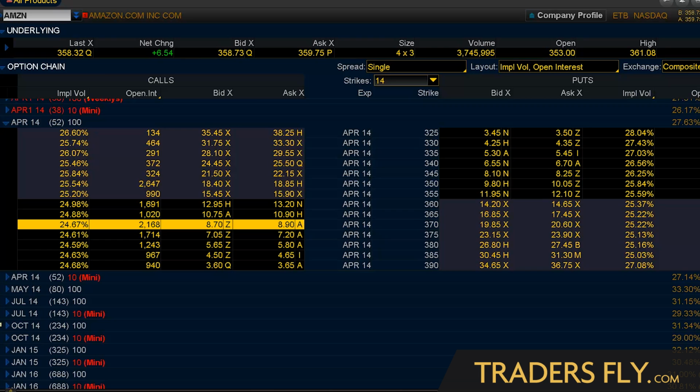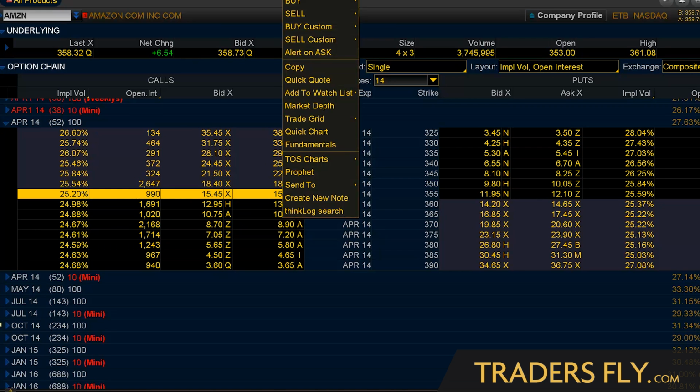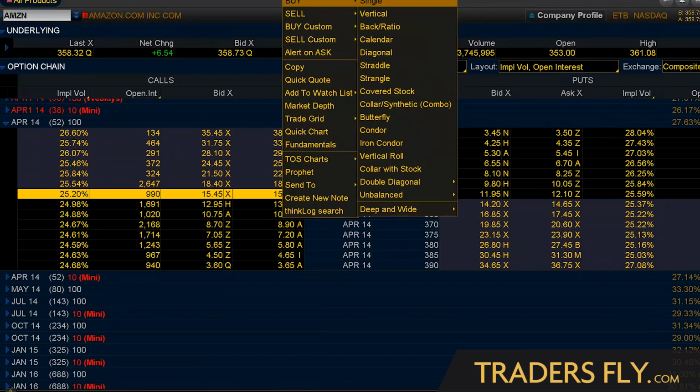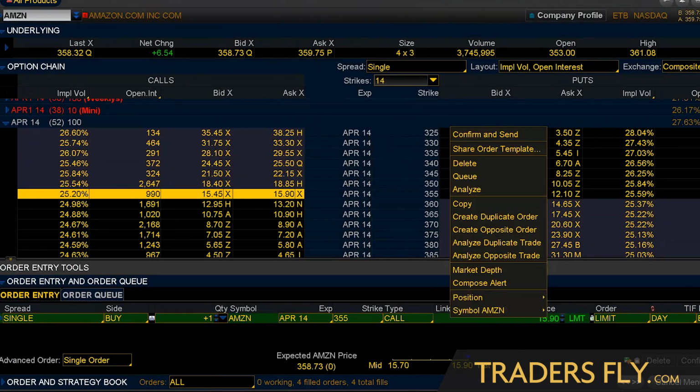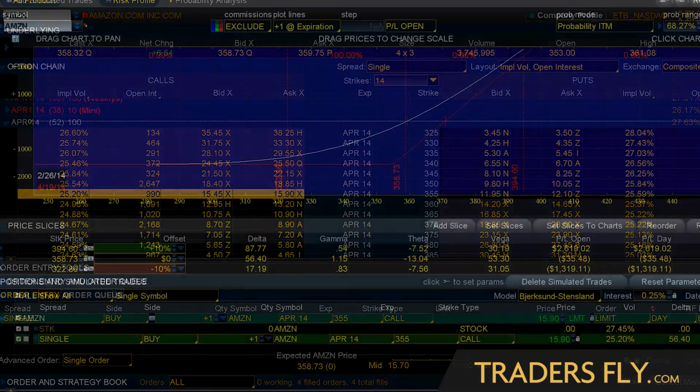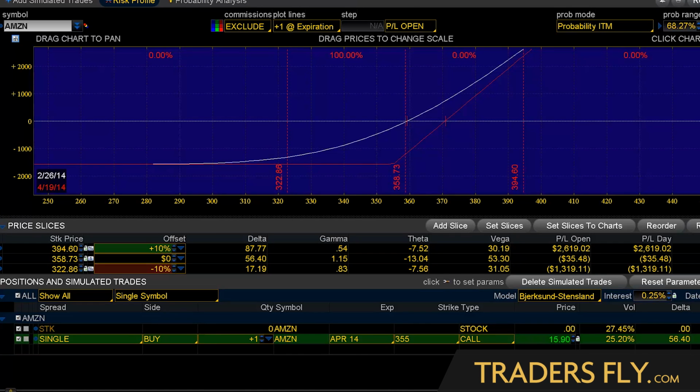So looking at a real trade example, I'm going to show you on Amazon how to set up a bull call vertical spread. The first thing that we're going to do is set up a regular call spread. To do that, we're going to click this one right here, and let's just say we'll do the 355. We buy a single, and then we'll analyze the duplicate trade. Now, when we analyze the duplicate trade, this is what we get.